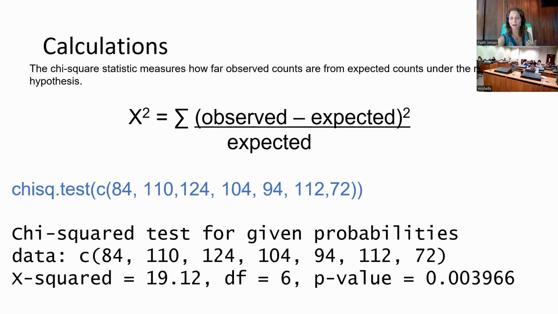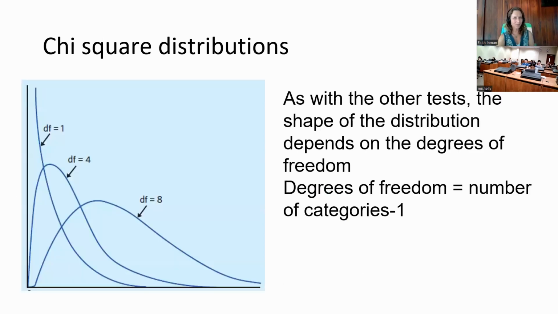And here our p-value for that degrees of freedom and this chi-square statistic is 0.003966, which is much less than 0.05. So we say, oh yeah, there is something going on. There is not a uniform distribution of births. Some of these days are different than others. And then if you have something significant going on, you might want to ask why.